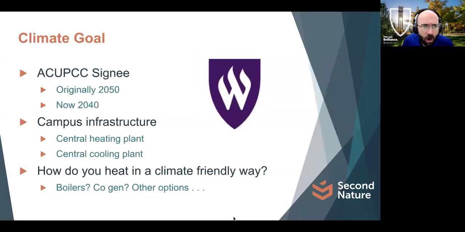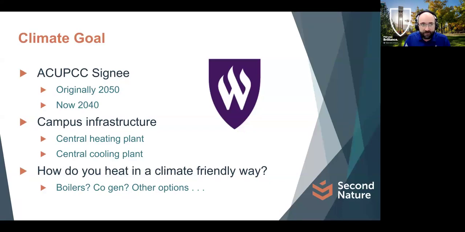As far as our goal is concerned, we are a signee of the American College and University Presidents' Climate Commitment through Second Nature. Originally, our goal was 2050. As we've gone through the process of nailing down what our approach is, we've moved our goal up to 2040.